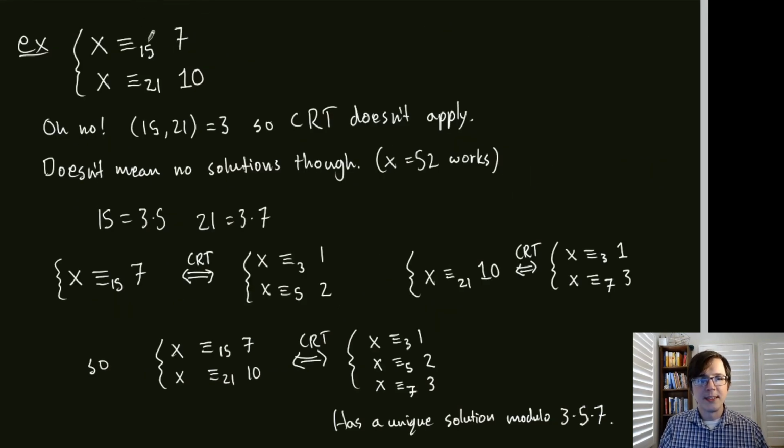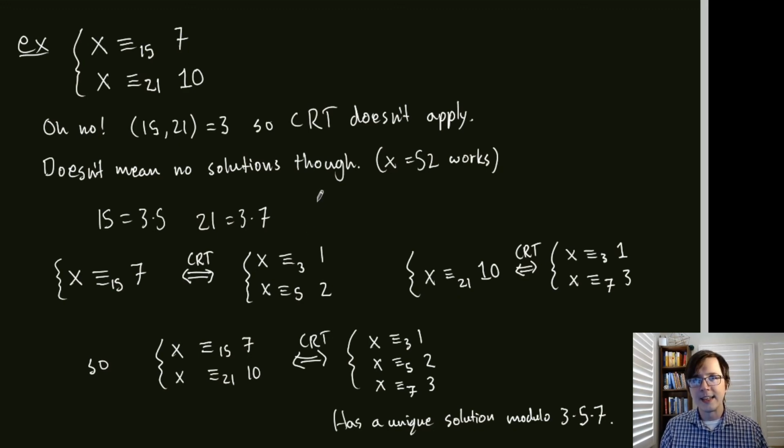Here's another example. So X is congruent to 7 mod 15, and X is congruent to 10 mod 21. And we run into a problem, and that is that the GCD of 15 and 21 is 3, so they're not actually coprime, so we can't actually apply the Chinese Remainder Theorem, at least immediately. But that doesn't mean that there are no solutions. It just means that it's inconclusive, using some calculus 2 words. And in fact, this is solvable. We can just plug 52 in and check right now that it indeed solves the system of congruences.